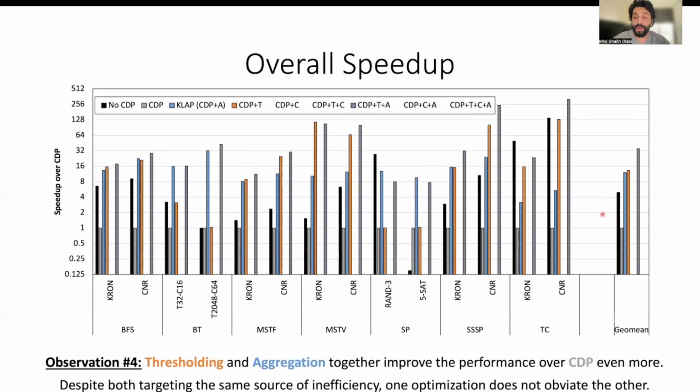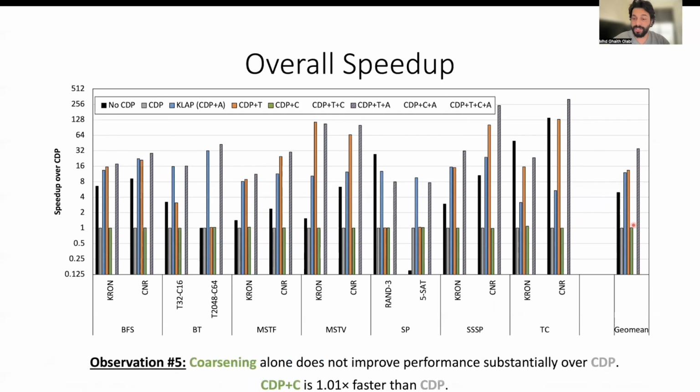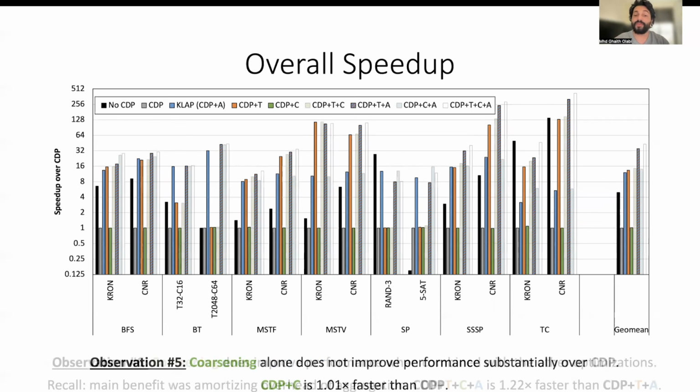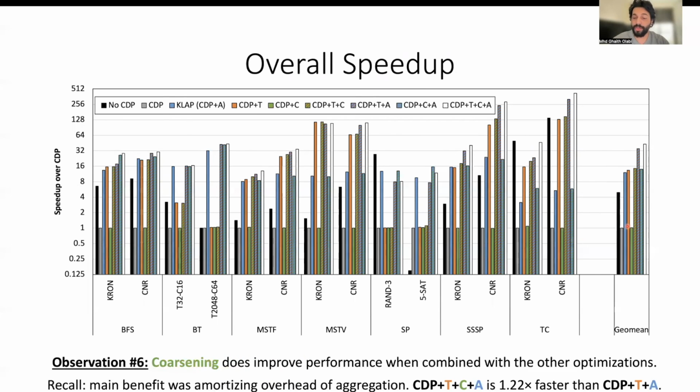If we apply thresholding and aggregation together, then it improves the performance even more, which means that one optimization does not obviate the other, even though aggregation and thresholding target the same sort of inefficiency. Our fifth observation is that coarsening by itself does not really improve the performance. But if we also apply coarsening with the other optimizations, then it improves the performance. It is about 1.22 times faster than CDP plus T plus A.